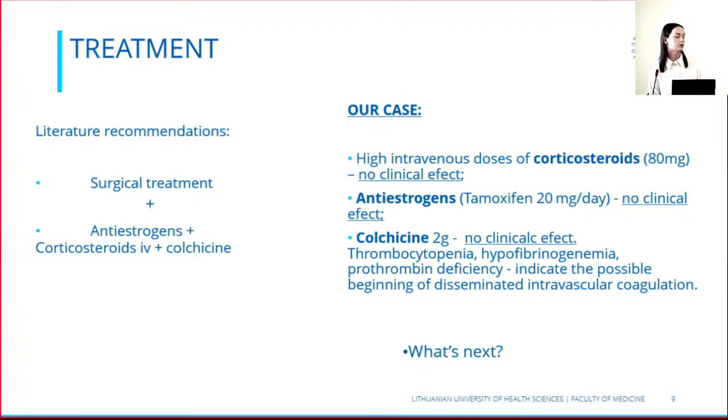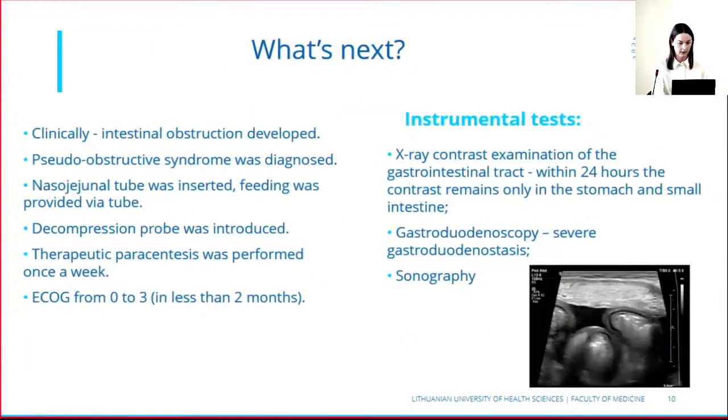Surgical treatment was performed earlier in Klaipėda Hospital, so our task was medications, and as the literature recommends, we gave a high dose of intravenous corticosteroids and antiestrogens, but unfortunately no clinical effect was found. Also, we gave a dose of colchicine, 2 grams, but even after a few doses, we saw the possible beginning of disseminated intravascular coagulation, so we had to stop this medication. And while we tried almost everything that the literature suggests, our patient's general condition worsened significantly.